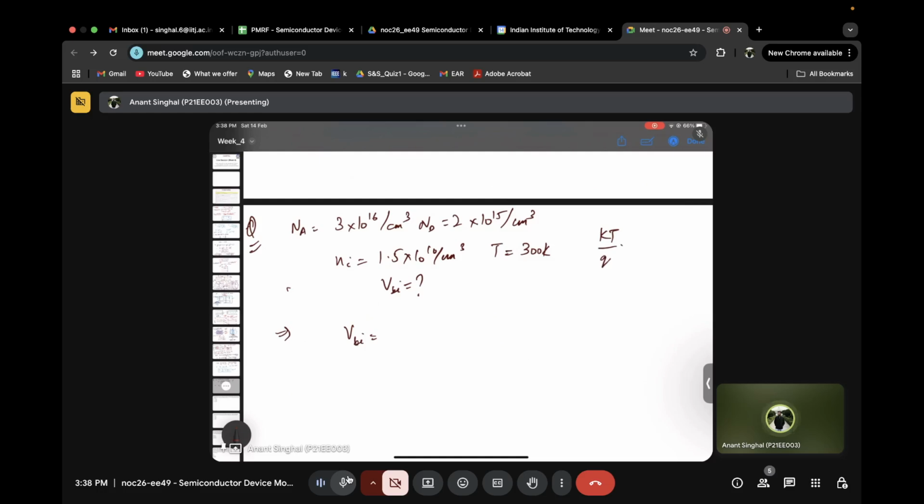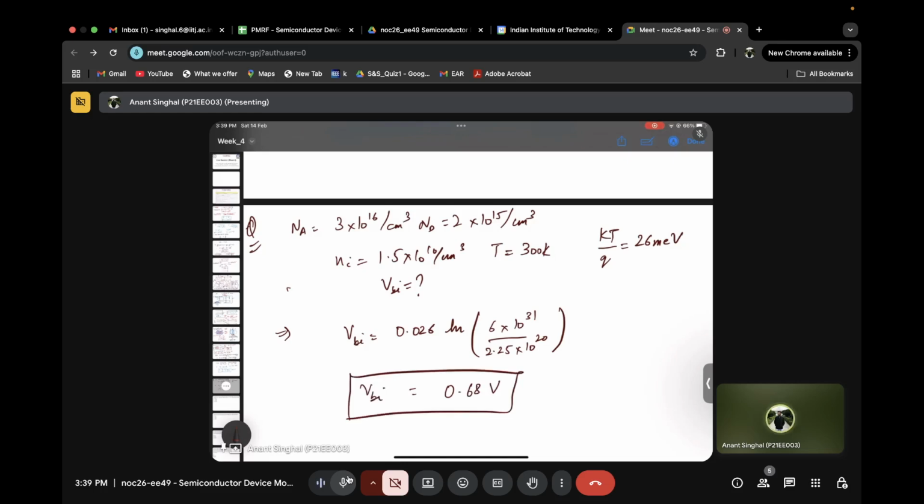Yeah, so kT by q, if you need to remember the value, 0.026 is the value. So this should be 6 times 10 to the power 31. This should be 2.2. So it should be 0.68 volts. Not 6.8, but 0.68.